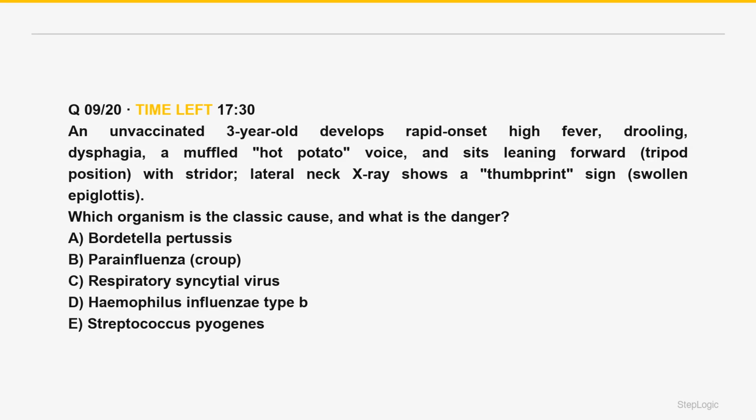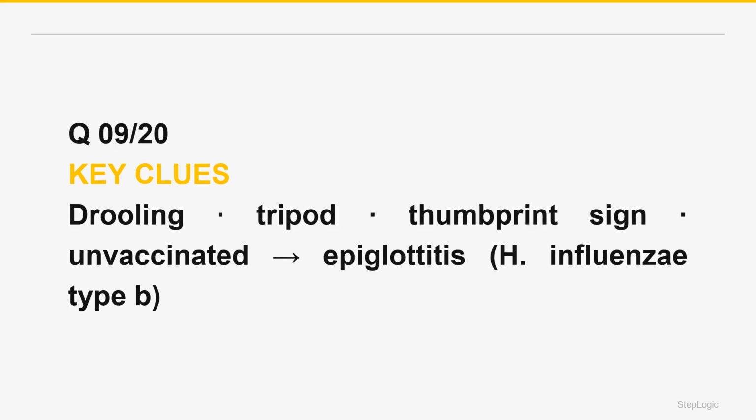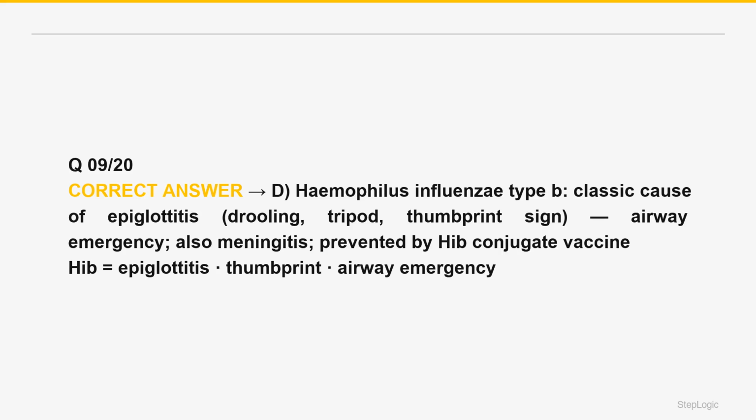Haemophilus influenzae type B. This is acute epiglottitis, classically caused by Haemophilus influenzae type B, Hib, a small gram-negative coccobacillus which requires factors V and X to grow on chocolate agar. Hib's polysaccharide capsule is its key virulence factor. Epiglottitis is a rapidly progressive infection of the epiglottis: high fever, severe sore throat, drooling, can't swallow secretions, dysphagia, a muffled hot potato voice, and the child sitting forward in the tripod position with stridor. The lateral neck x-ray shows the swollen epiglottis, the thumbprint sign. The correct answer is D.